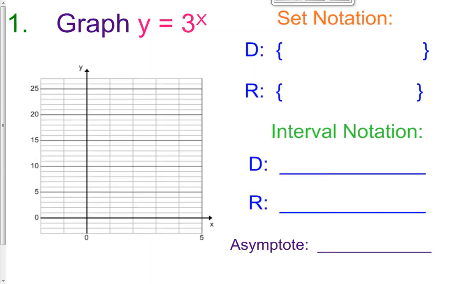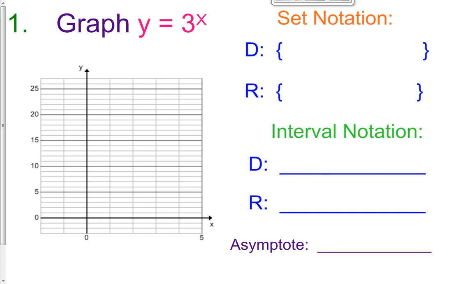And what I told you from the first day of class, if our base is bigger than 1, it's going to be showing exponential growth, which is up and to the right. What's our base? Our base is 3. 3 is bigger than 1. So this is kind of tying in what I told you for that first day of class.